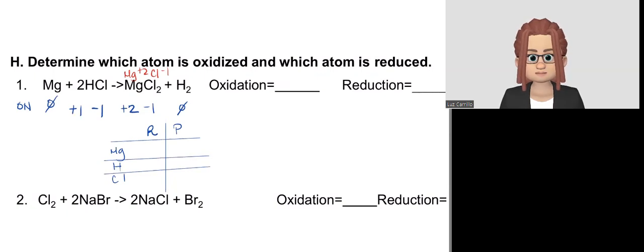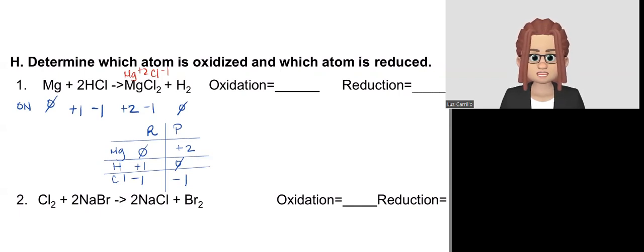Let's write in our findings. Magnesium starts with oxidation number of 0. Hydrogen has an oxidation number of +1. Chlorine has an oxidation number of -1. Then we proceed to magnesium turns into +2. Chlorine has an oxidation number of -1. Hydrogen has an oxidation number of 0. Take a moment and identify the element that is the spectator atom. So if you determine that the spectator atom is chlorine, you are correct.